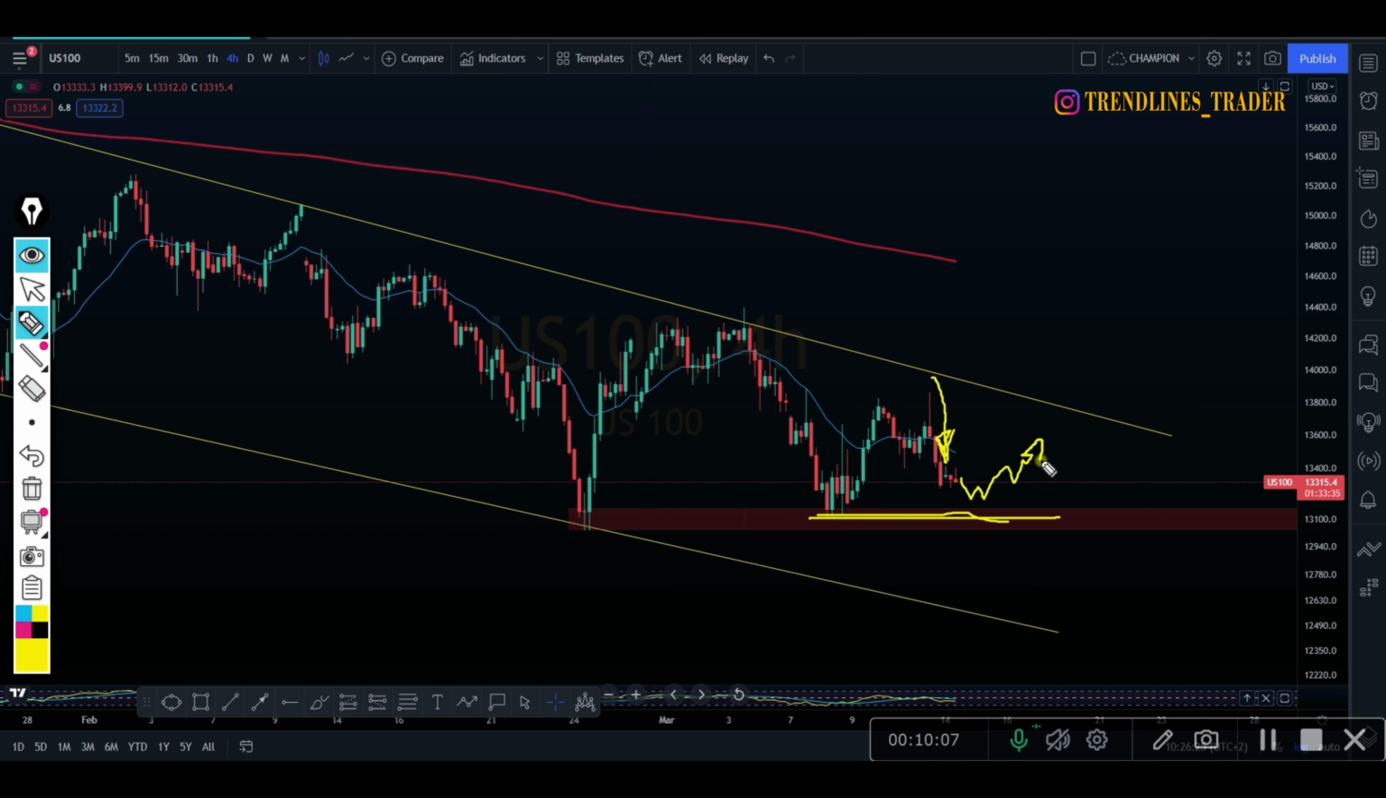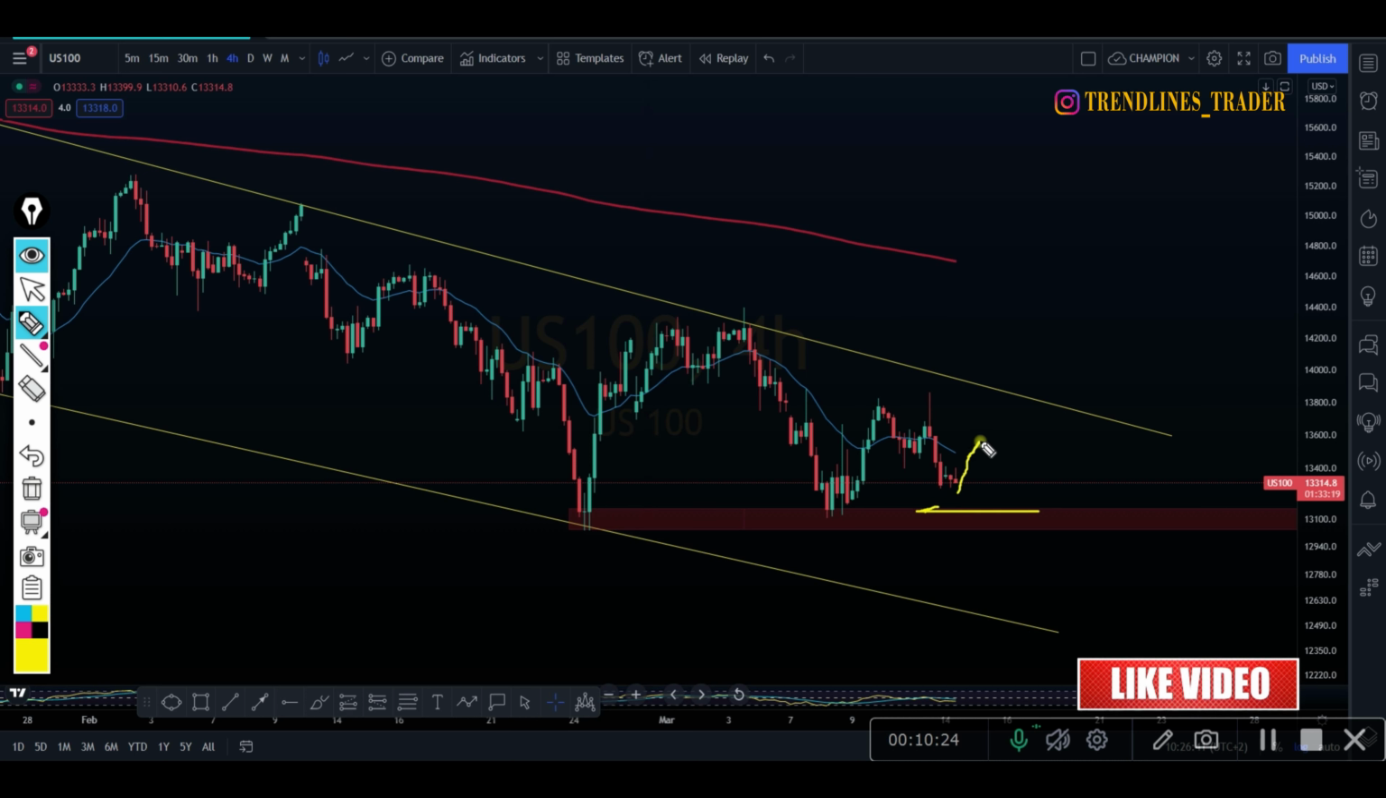We just have to wait for our price to reach this area and then wait for some bullish rejection candlesticks that will give us a signal that our price is respecting the area and is pushing towards the upside. But if it doesn't do that, remember, we will wait for the price to close below this area so that we can say now we are pushing towards the downside.